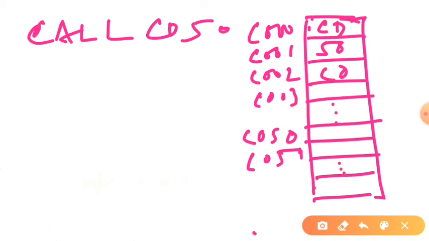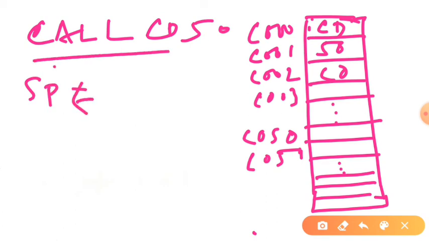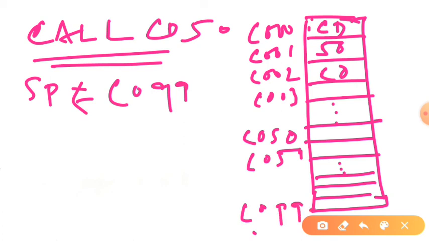Suppose this is our content. Let us consider the content of the stack pointer prior to the execution of this call instruction was C099. Suppose this is the memory address C099.